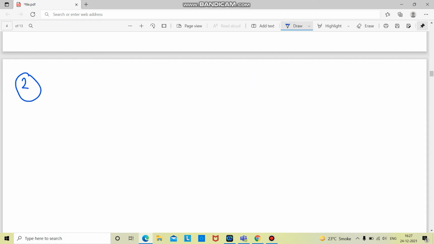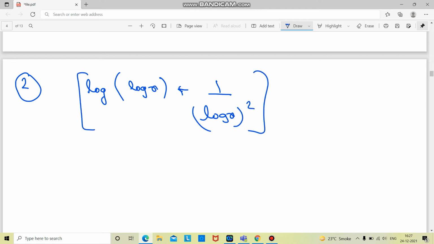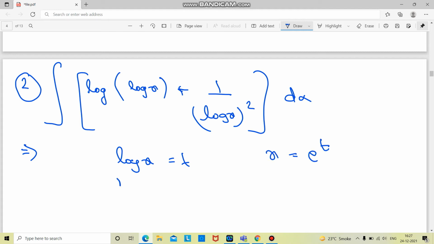Question number 2, which is the integration of e to the power x... the integral of (log x plus 1 by log x) whole square dx. We have to solve this. We will take log x as t and we will proceed further. x is e to the power t. 1 by x dx is dt. dx is x dt.